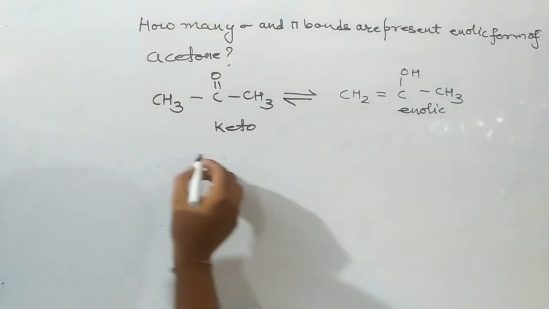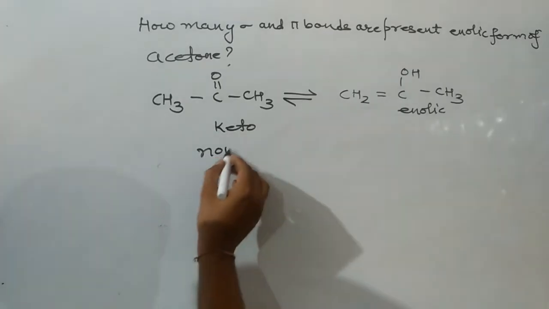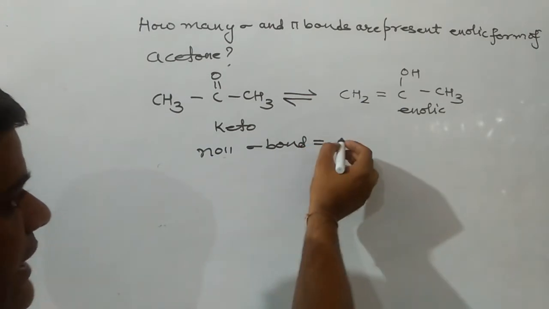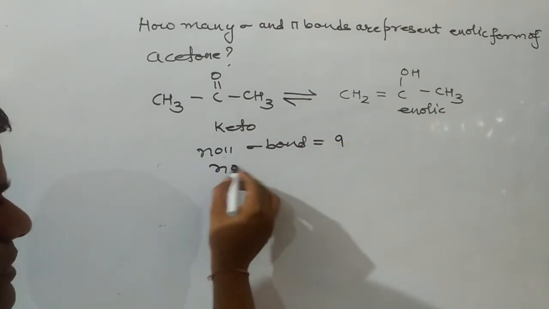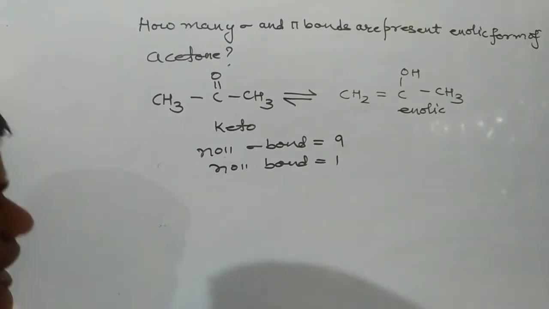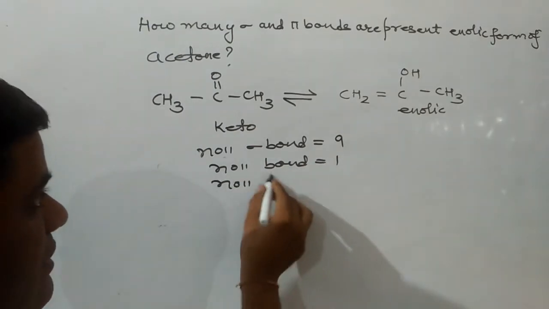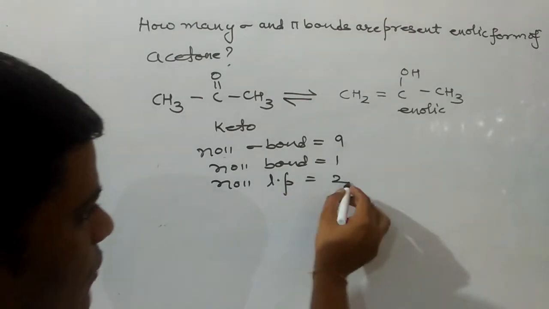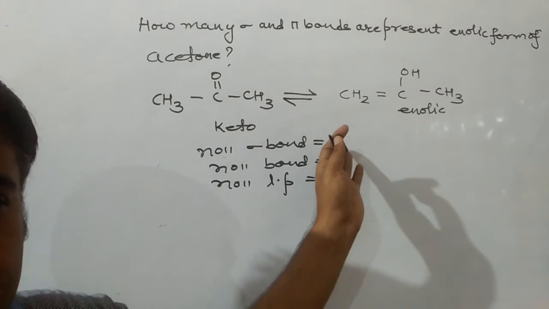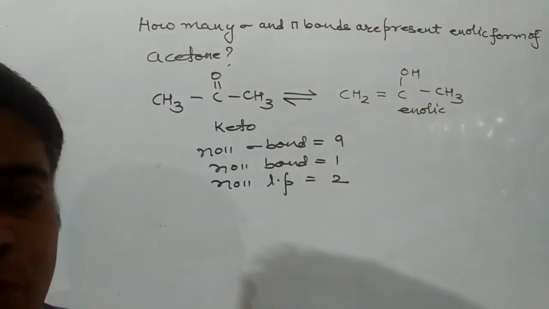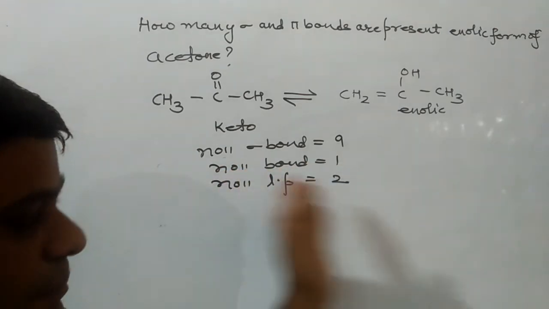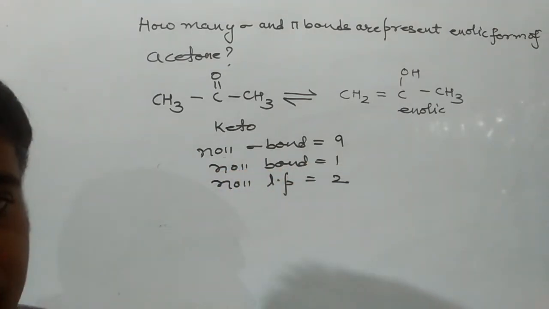Now in this, the number of sigma bonds will be 9 and the number of pi bonds will be equal to 1 in both the forms, and the number of lone pairs is also the same. The number of lone pairs is 2. For the enolic form as well as the keto form, the number of sigma bonds will be 9. We have to count all single bonds as well as one from each double bond. The number of pi bonds will be 1 and the number of lone pairs will be 2 on the oxygen atom.